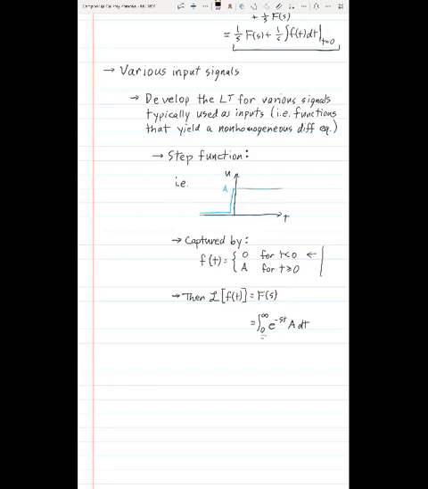So here we can go ahead and define a u substitution. Let's say that u is equal to negative st, and of course you already saw this with the w that we were talking about before. Then we have du is equal to negative s dt. And then dt is of course equal to negative 1 over s du.